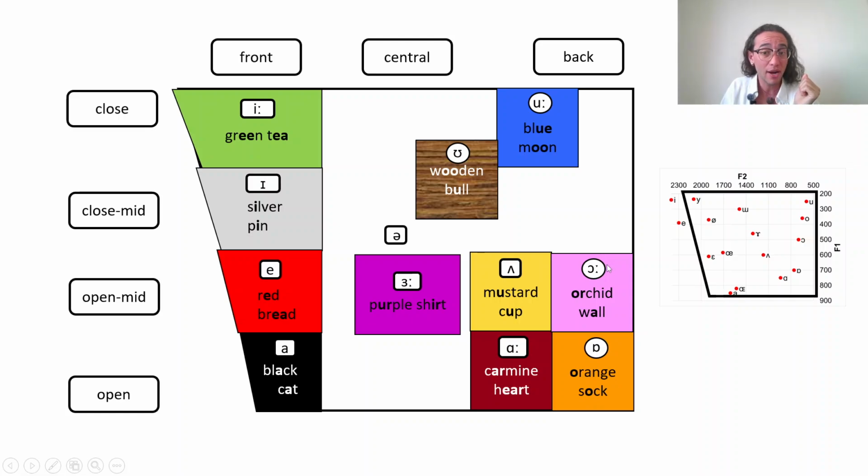This time it's rounded and it's also long. This is "or," as in orchid, wall. Or. Now, my French speaking students often have trouble with this because they want to say the French O. But the French O is actually more up here. It's a close mid back vowel, whereas "or" is open mid. It is lower.